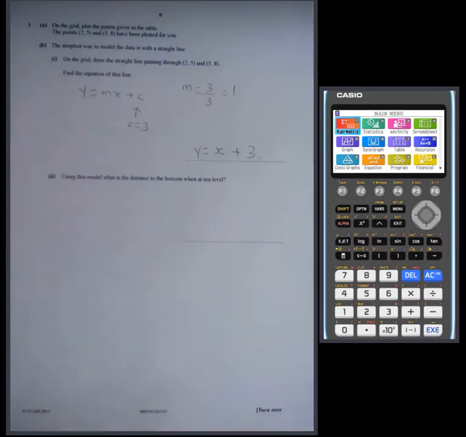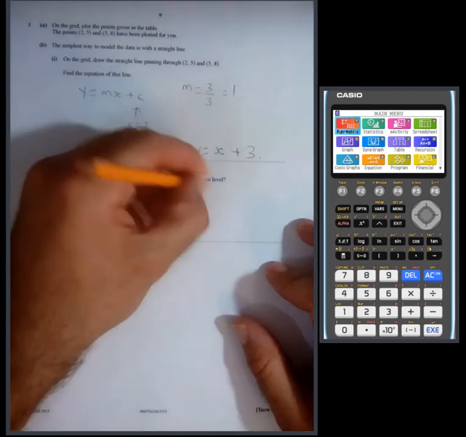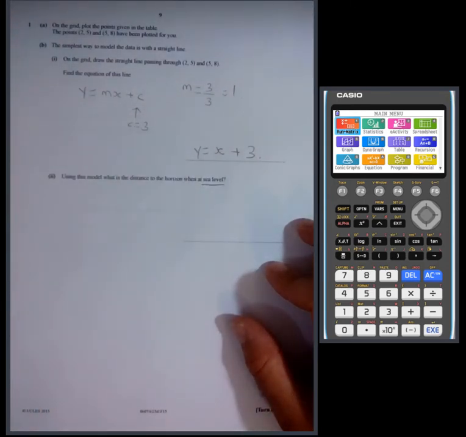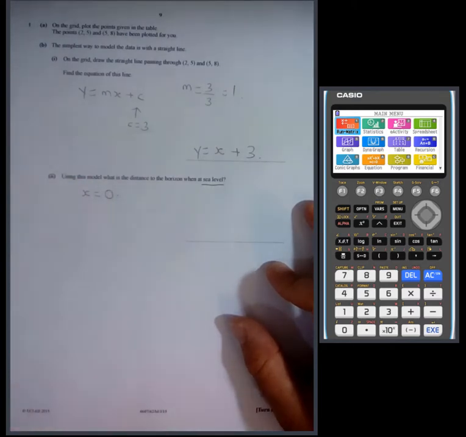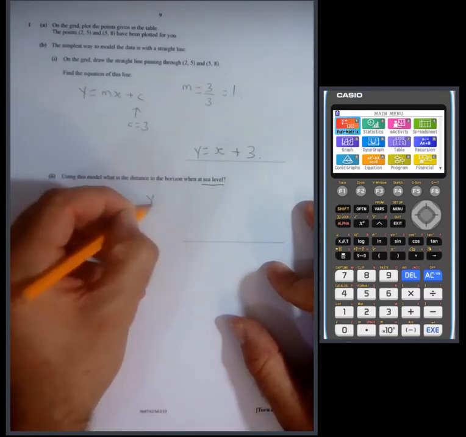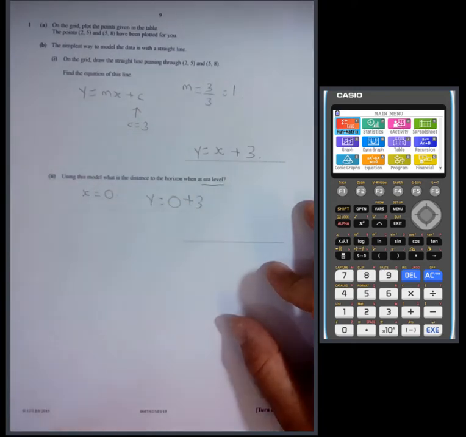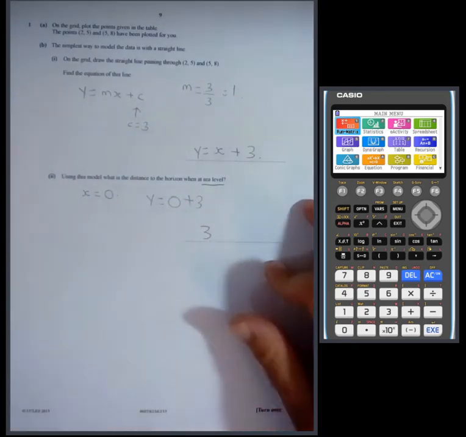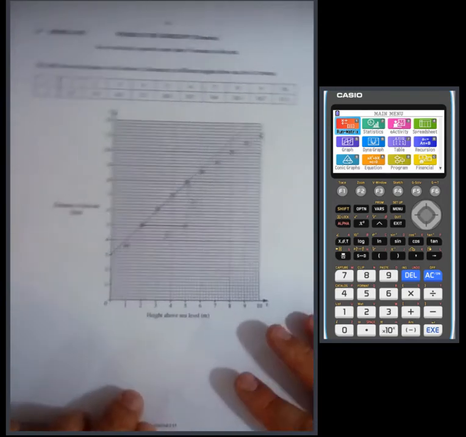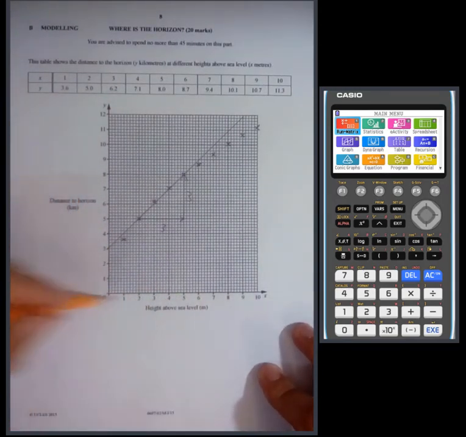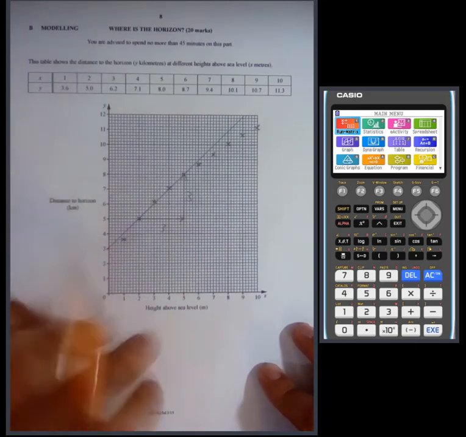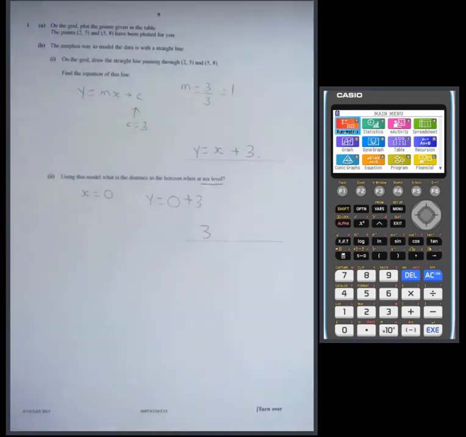Using this model, what is the distance to the horizon when at sea level? So if you're at sea level, that means that the height above sea level is 0, so you need x to be 0. So y equals 0 plus 3, so that would be 3. We should probably get some units. Go back to here, and by the way, you could have just read that off the graph as well. So when the height above sea level is 0, the distance to the horizon is 3, and it's kilometers. It's 3 kilometers.